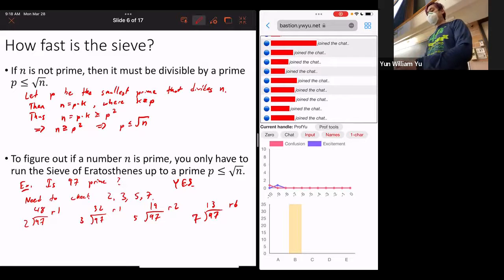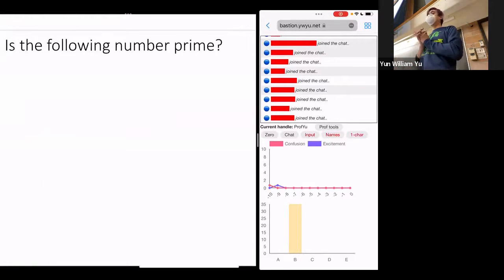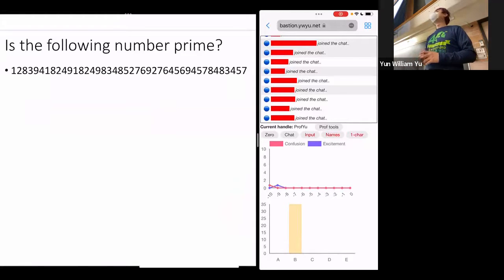Okay, so let's all review so far. Let me ask you another question. Is the following number prime? So this is a number, right? And it's not even that big. I can write it all out in one line on the PowerPoint slide. Is this number prime? And how would you try to figure that out? Any thoughts?